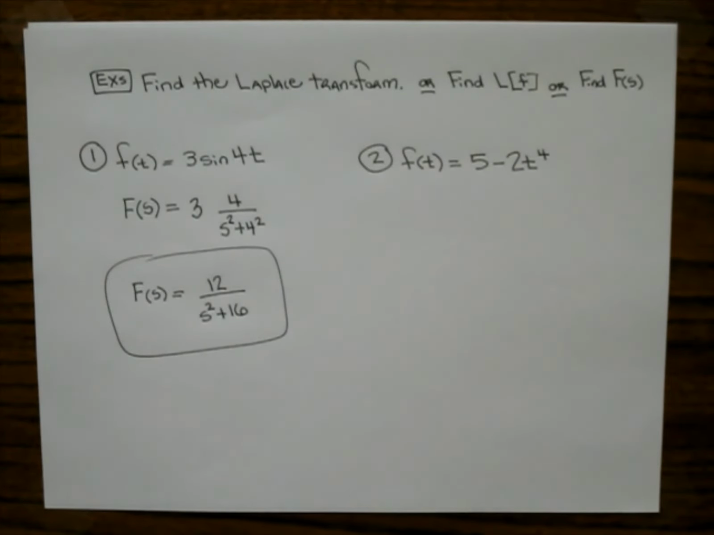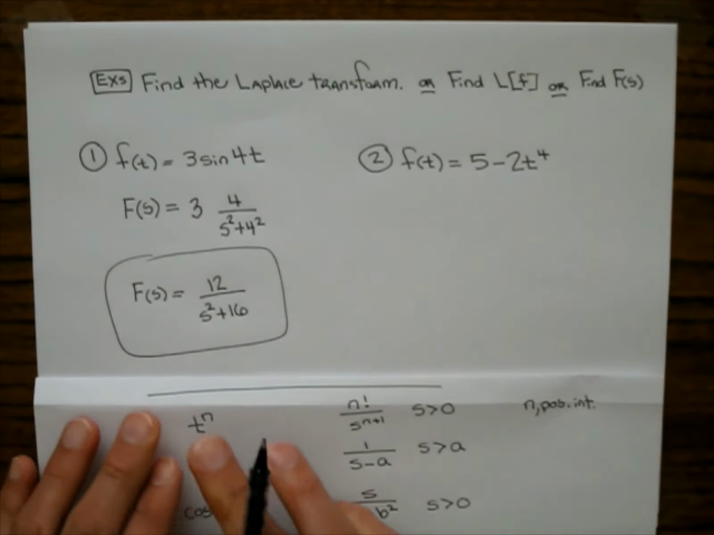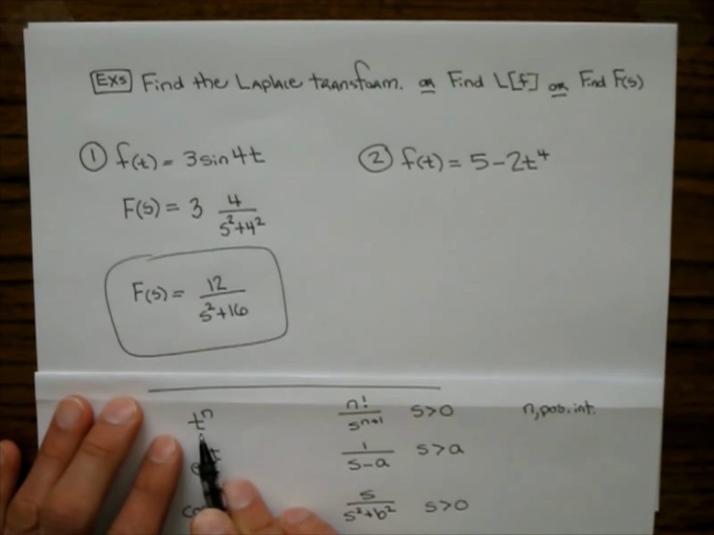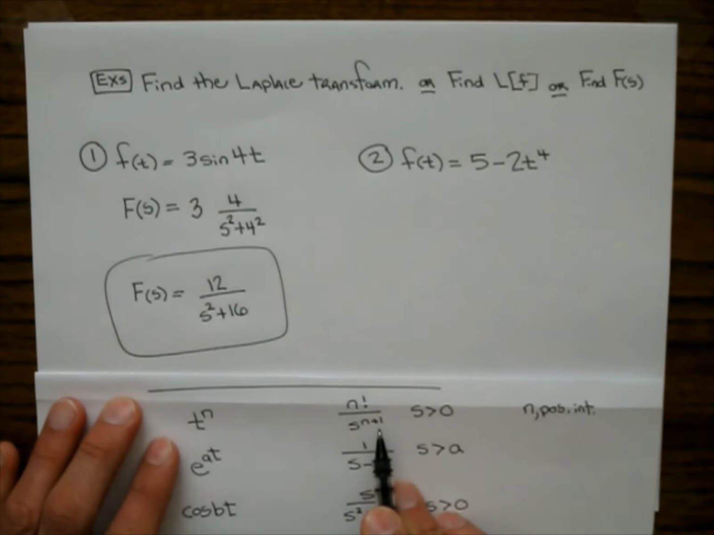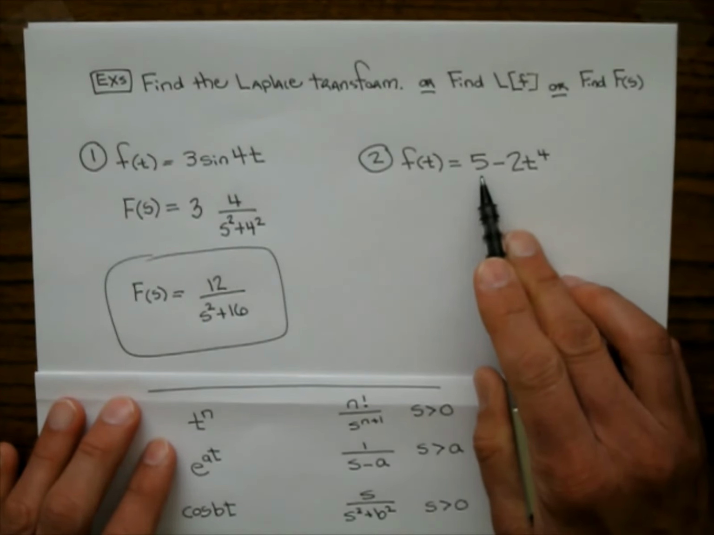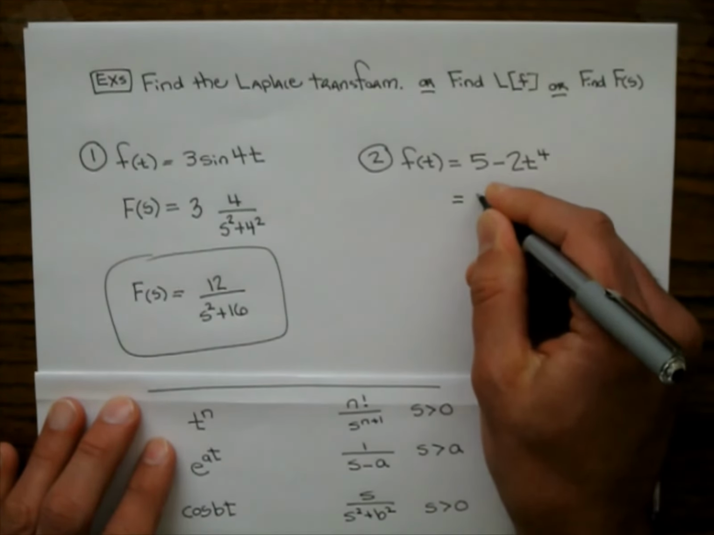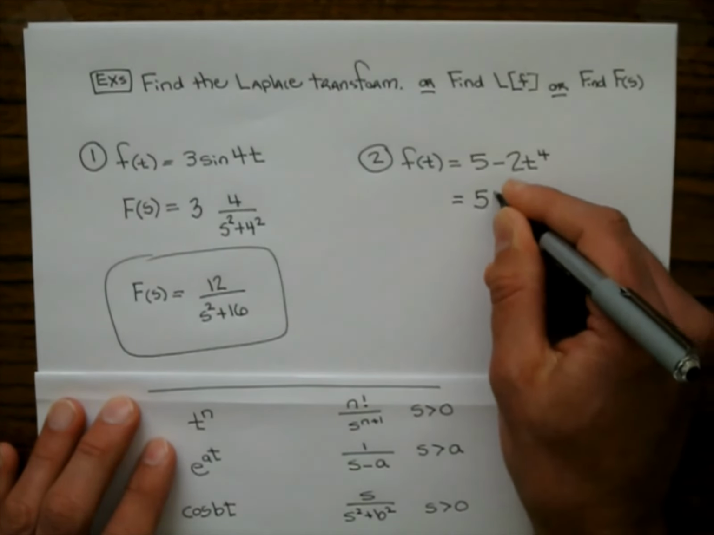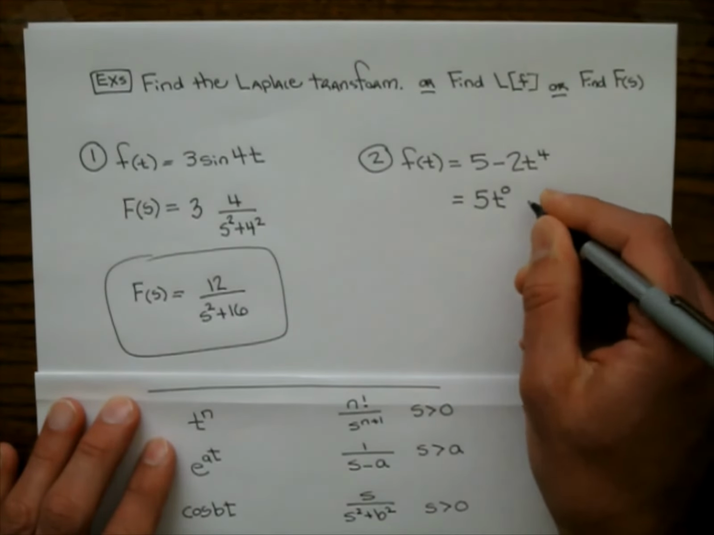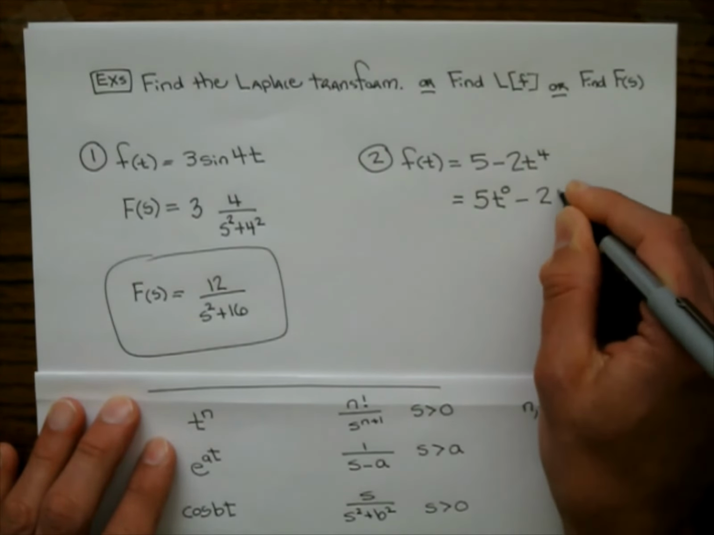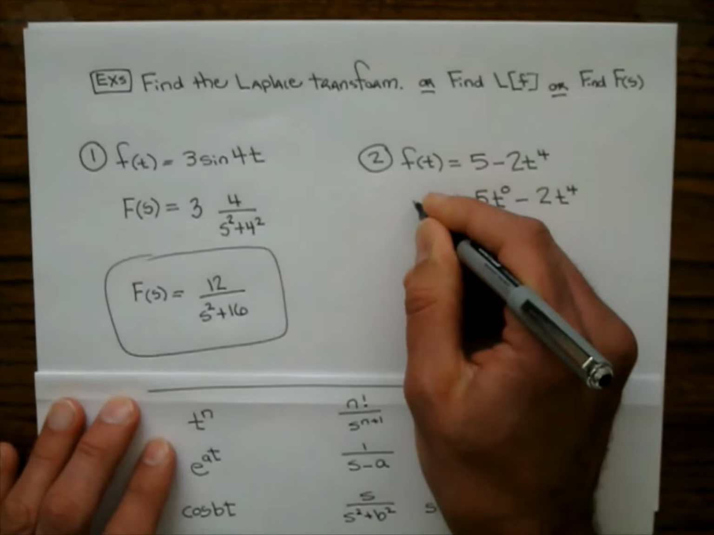Problem number 2, we're going to be using this rule right here, the one that says the Laplace transform of t to the n is n factorial over s to the n plus 1. Well, is this guy a polynomial? And the answer is yes, that is a polynomial. That happens to be 5t to the 0 minus 2t to the 4th. So we'll rewrite this.